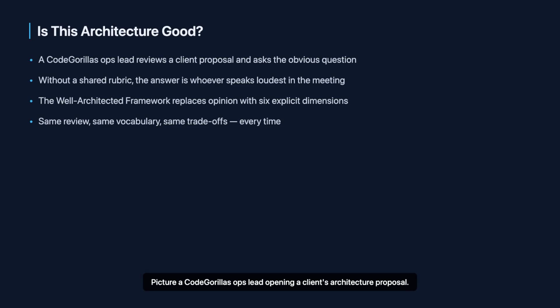Picture a CodeGuerrilla's ops lead opening a client's architecture proposal. The obvious question is, is this good? Without a shared rubric, the answer becomes whoever talks loudest in the room. One engineer wants more redundancy, another wants a cheaper bill, a third wants tighter access control, and the review devolves into preference. The well-architected framework replaces that with 6 explicit dimensions: same review, same vocabulary, same honest trade-off conversation, every time.